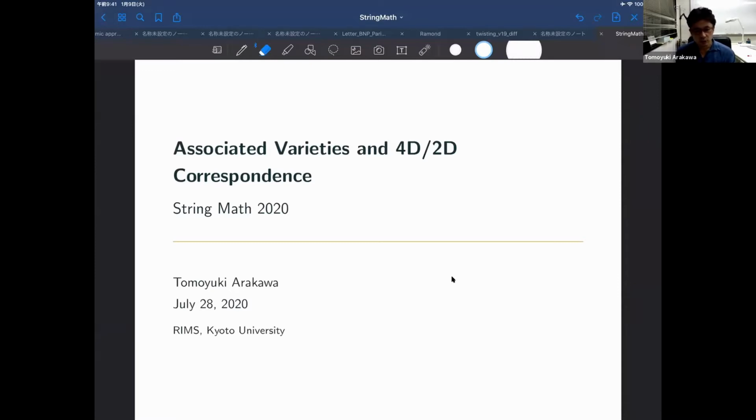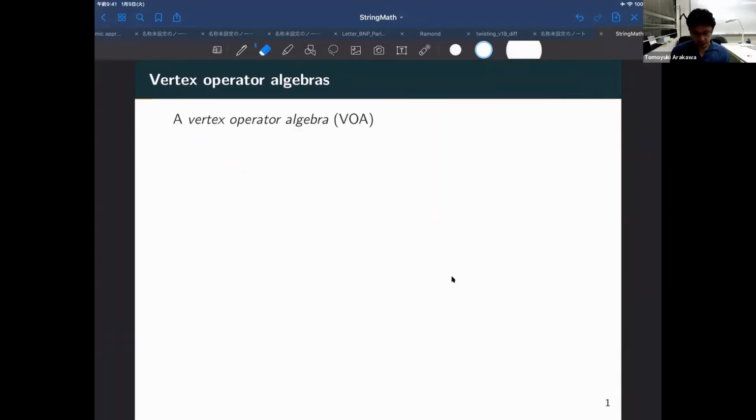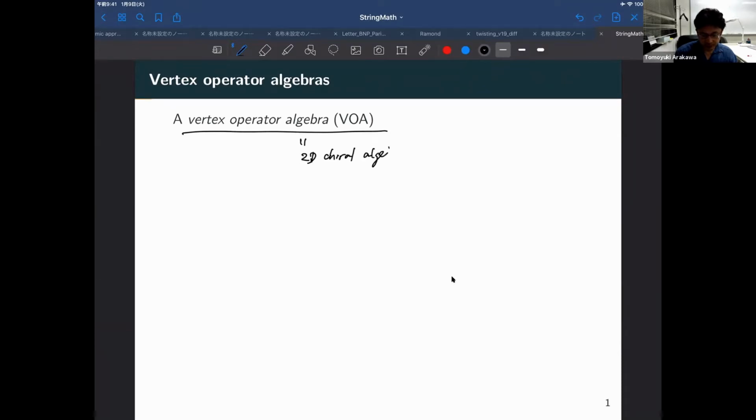And I'd like to talk about associated varieties and the 2D correspondence. Let me first recall what a vertex operator algebra is. This is the same as a 2D chiral algebra, which gives an algebraic framework for 2D chiral conformal field theory.